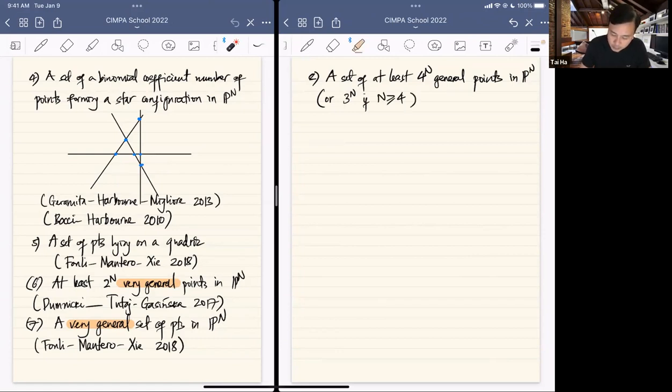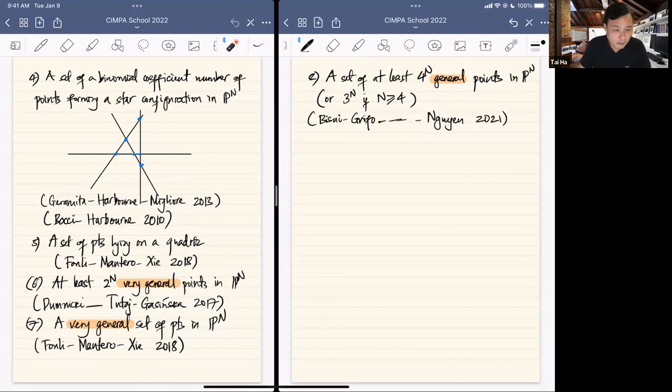So here is a general set of points, right? The difference between these 2 results is that here you have a requirement of the points being very general. Here the requirement is that the points are just general. This is the recent result of Bisui, Grifo, myself, and Nguyen. So we proved this last year, and it's going to appear in the Transactions of the AMS maybe next year.